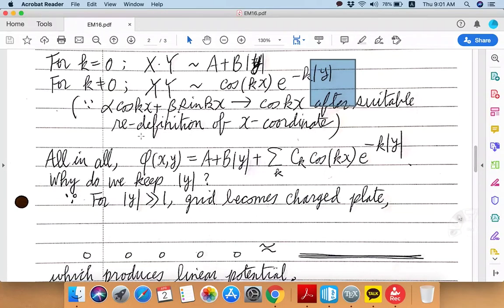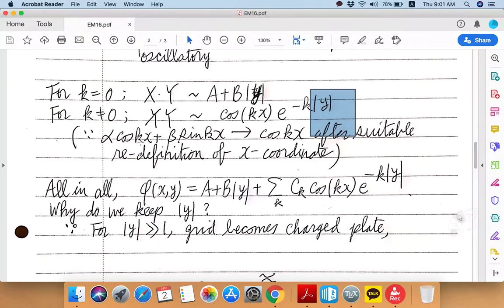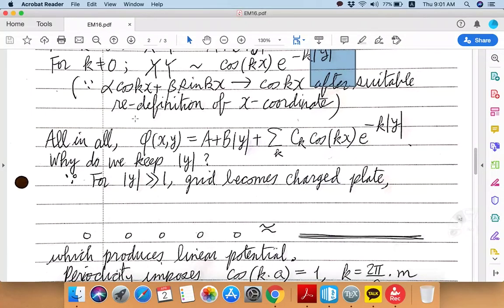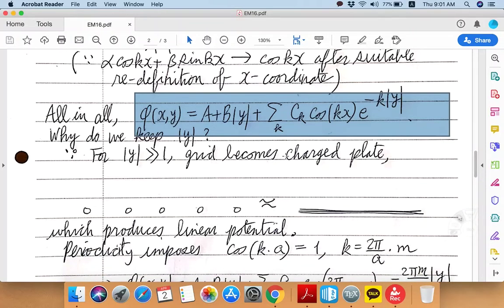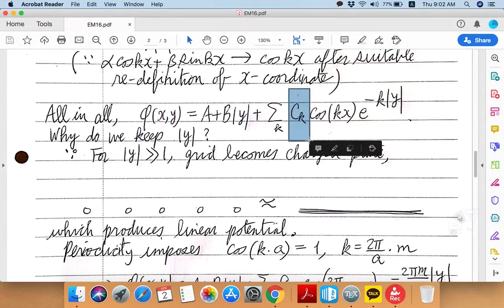Okay, so putting all those elements together, we know that the general form of the potential must be like this, where it's a summation over the k's. There's no restriction on the k values yet. So what we are going to do is to start making more and more restrictions that are physically motivated, and using those restrictions to constrain the values of these coefficients a, b, and c_k.